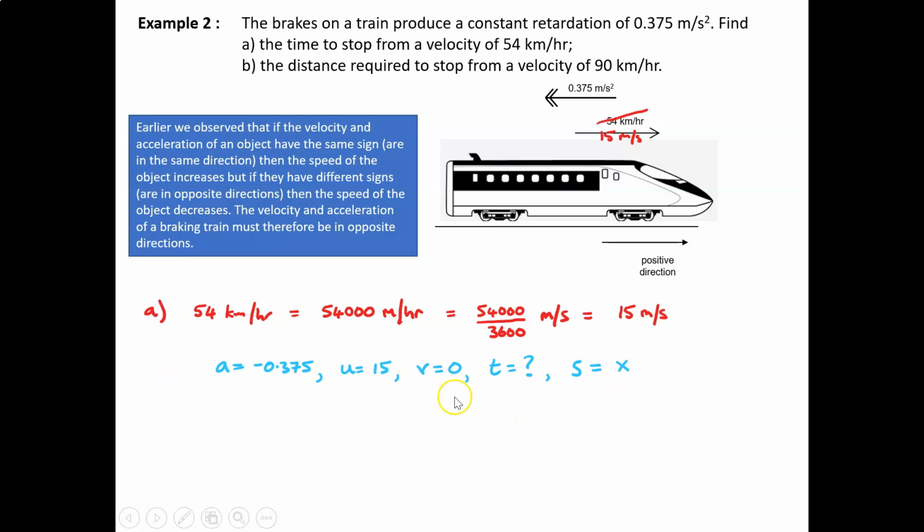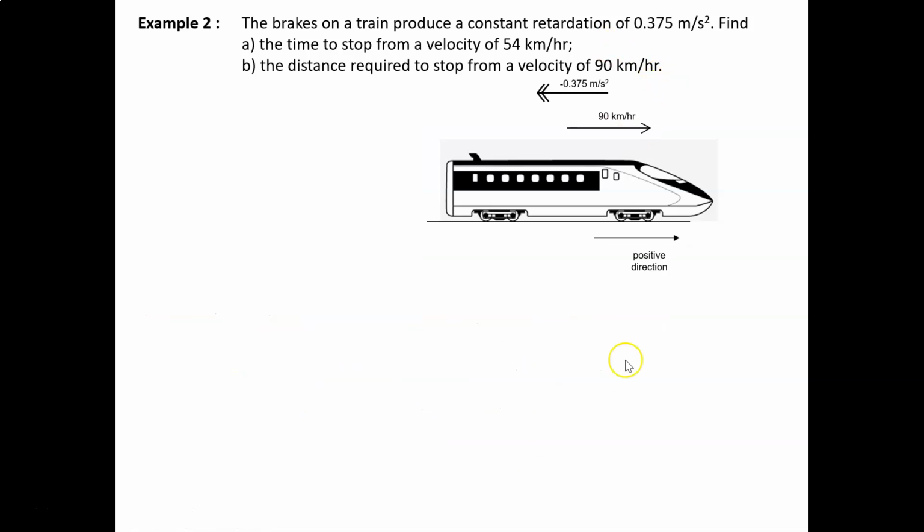So which equation uses these four values? Well, it's this one. So v equals u plus at. So 0 for v is 15 for u plus minus 0.375 times t. t is the only unknown. So we can rearrange and we can find that t is 40 seconds. So 40 seconds to stop.